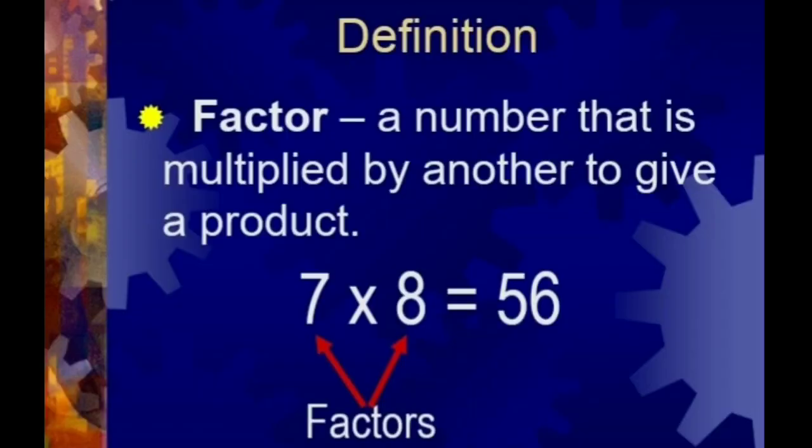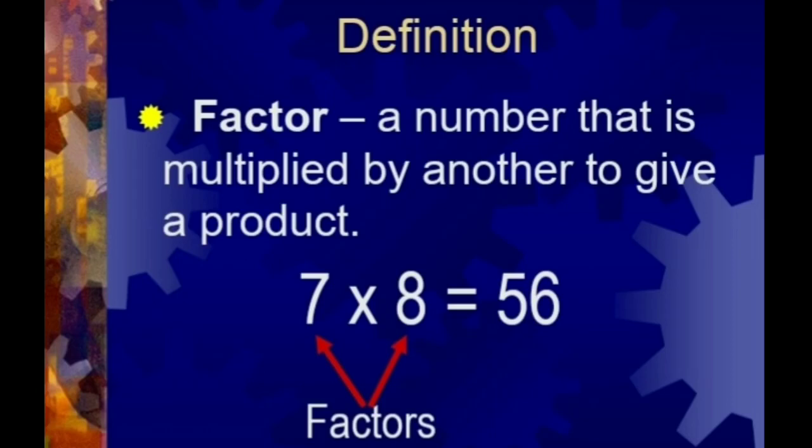First is in terms of multiplication. If we talk about the factors in terms of multiplication, we can define the factors as a number that is multiplied by another to give a product. For example, 7 into 8 is equals to 56. So, 7 and 8 are the factors of 56.